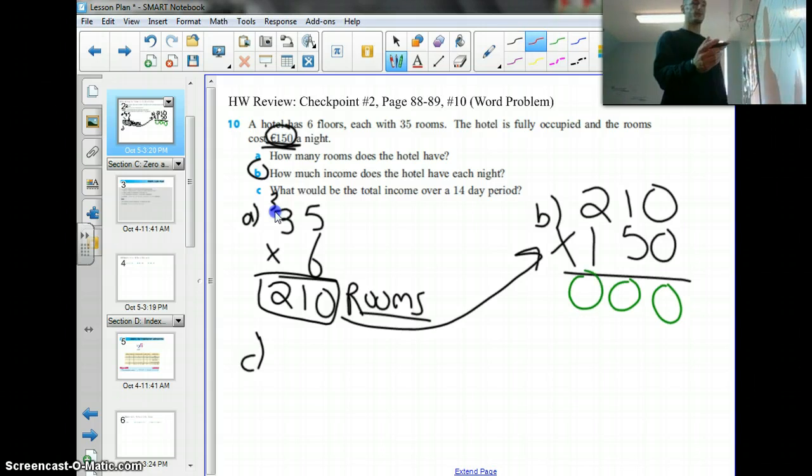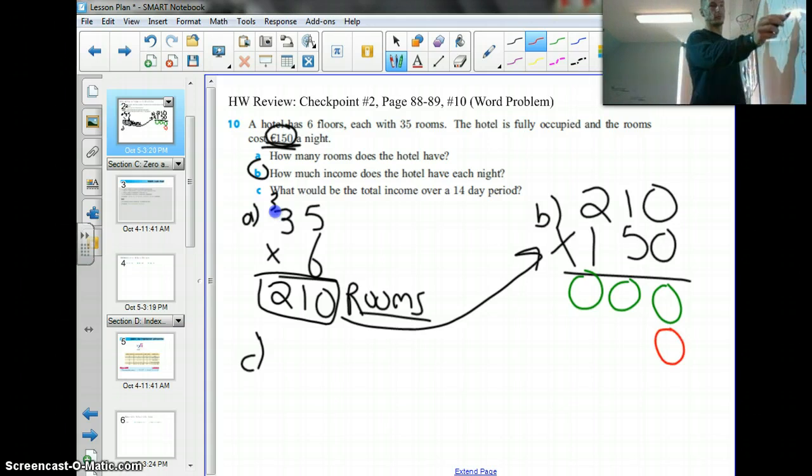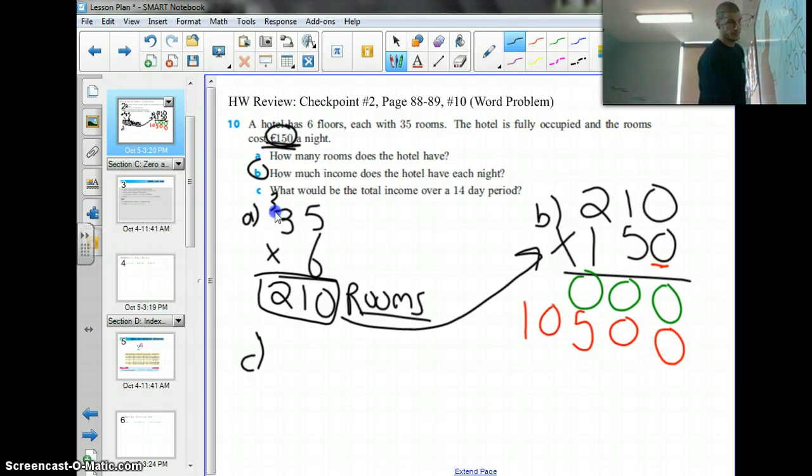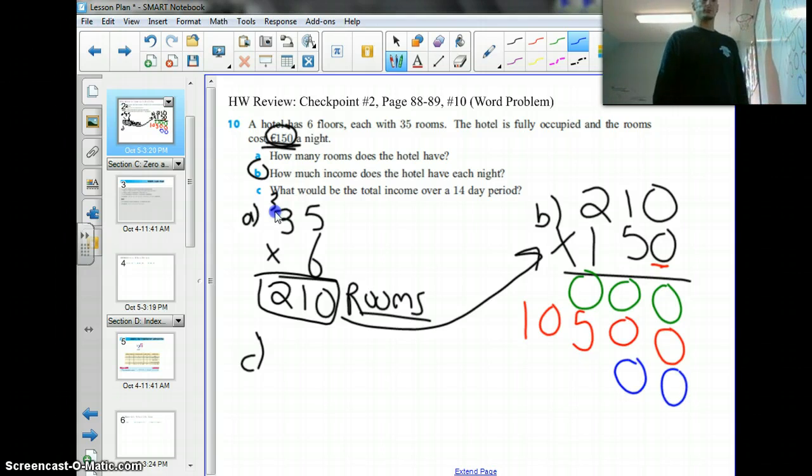Next, we're going to do the 5, okay? But we're going to start by putting a 0 underneath that first 0 right here. 5 times 0 is 0, 5 times 1 is 5, and 5 times 2 is 10. Now we have to do the exact same process with the 1. But now we put 2 zeros down first before we start putting our answers in. 1 times 0 is 0, 1 times 1 is 1, and 1 times 2 is 2.